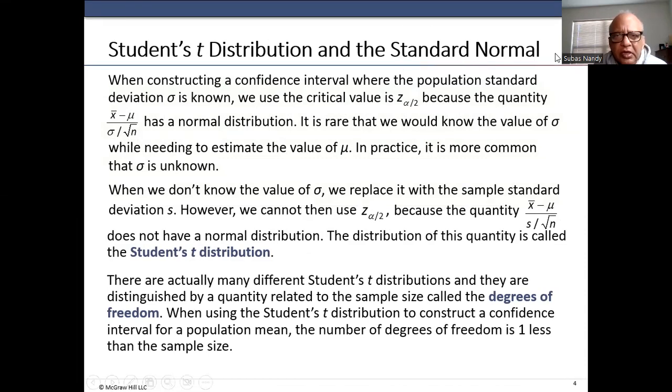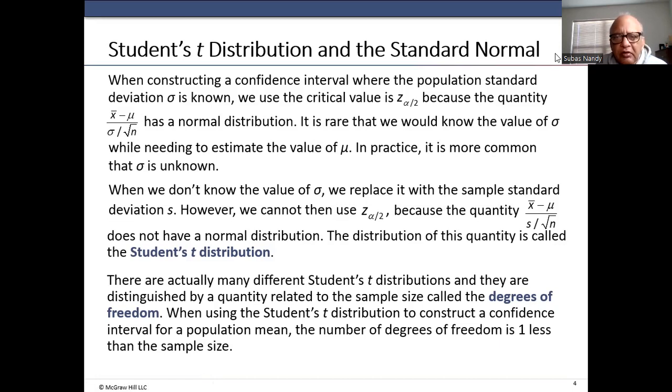When constructing a confidence interval where the population standard deviation sigma is known, the critical value is z alpha by 2 because the quantity x bar minus mu divided by sigma divided by square root of n has a normal distribution. So basically on the numerator, we have how far the sample mean is located from the population mean. The difference is divided by the standard deviation of the sampling distribution of x bar, and that is sigma, which is population standard deviation divided by square root of n. Here it is assumed that sigma is known.